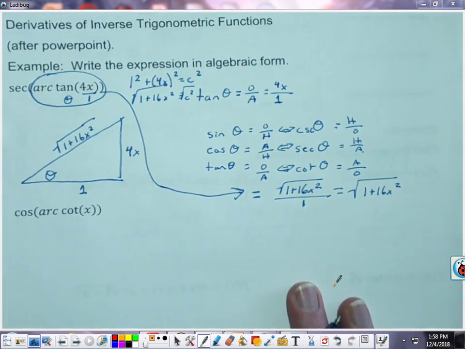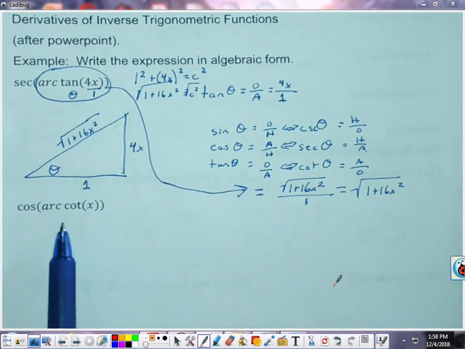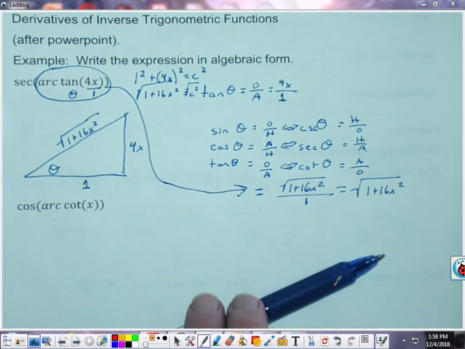That was fun. Please find the cosine of the angle whose cotangent is x. Try to draw it, see if you can do it. I'm just going to pause it to try to save myself some recording time.